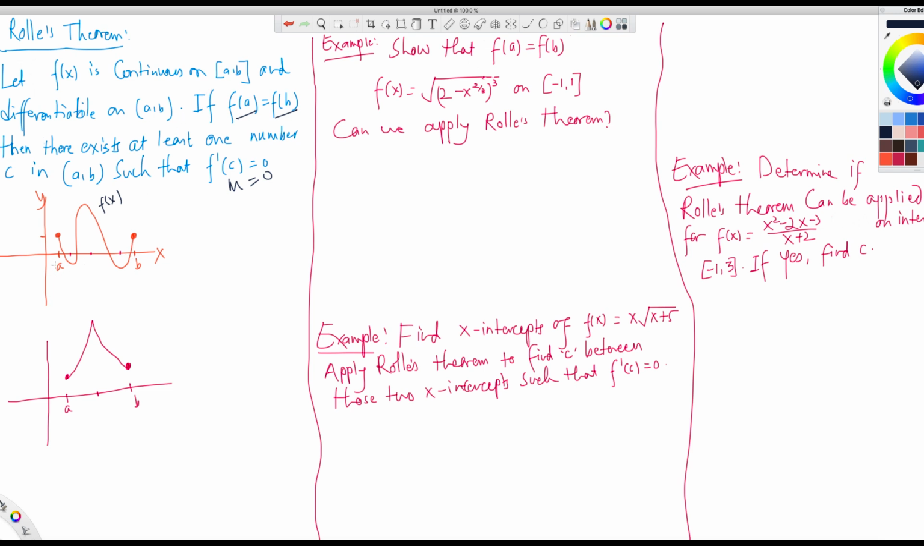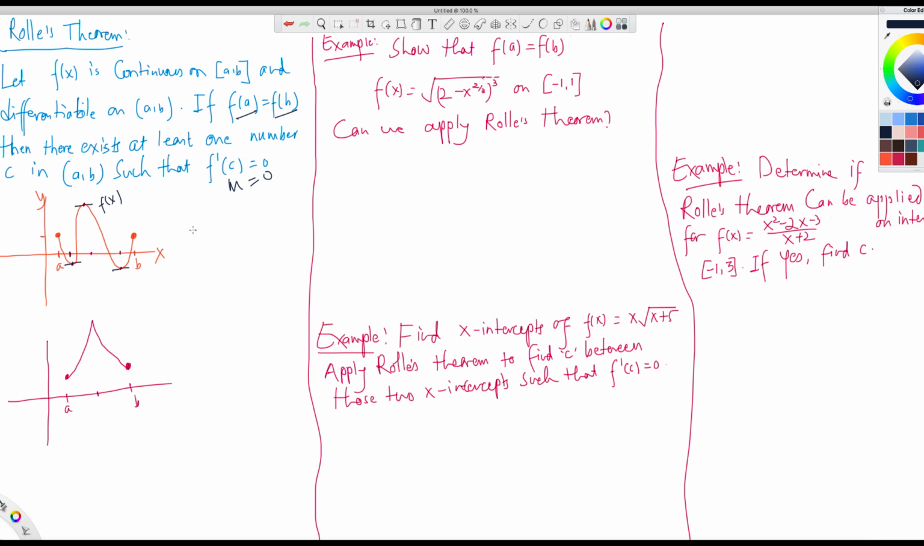And the height of the function at a and b are equal. Then there must be at least one point c between a and b such that the derivative at that point c equals 0. There may be more than one, but at least one. That means the slope of the tangent equals 0. Yes, there are 3 points actually. At this point the slope is parallel to the x-axis. At this point the slope is parallel to the x-axis as well, and at this point the slope is parallel to the x-axis. You see that? You can find at least one critical point. That's what it is saying, right?